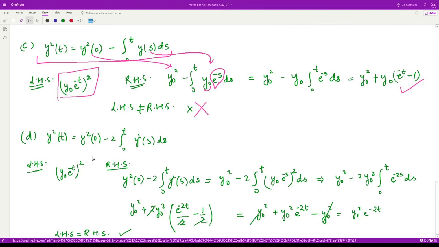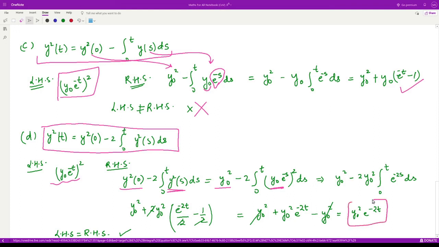Again, for the option D, you need to check whether this is equal to this or not. Here you can see the left hand side is again equal to this, and for the right hand side, just again substitute the values. So y naught square is y naught square, and this thing is equivalent to this, because we just replace the value of the y over here, right? Do the integration, do the calculation, and you'll see the result as this. Now this quantity is not equal to this quantity.